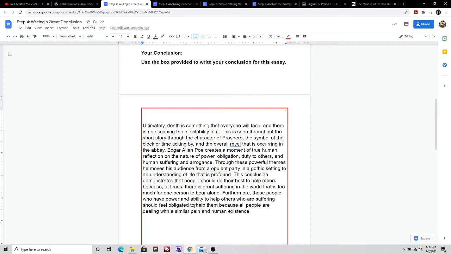Through these powerful themes, he moves his audience from an opulent party in a Gothic setting to an understanding of life that is profound. Opulent is a really good word to describe a rich setting, okay? If you've ever seen the movie The Great Gatsby, opulent is a good way to describe all of the parties in that movie. The Gothic setting is the Abbey.